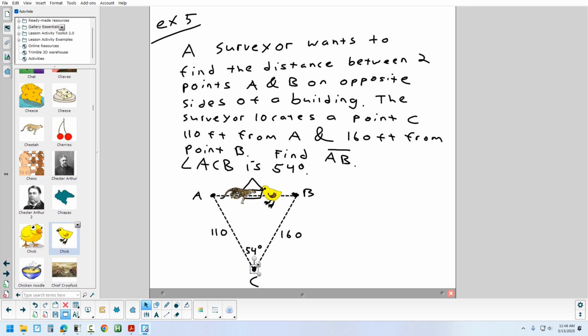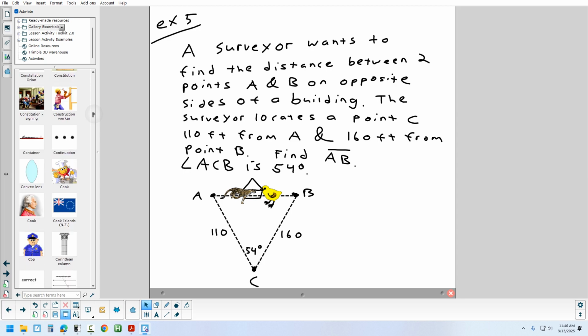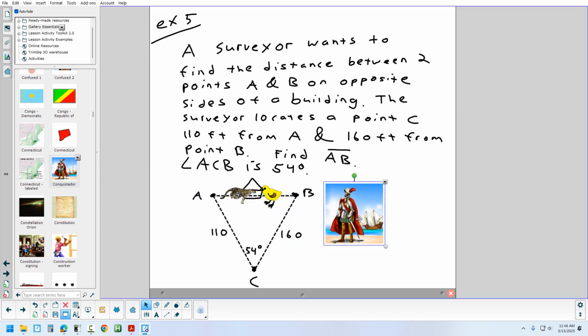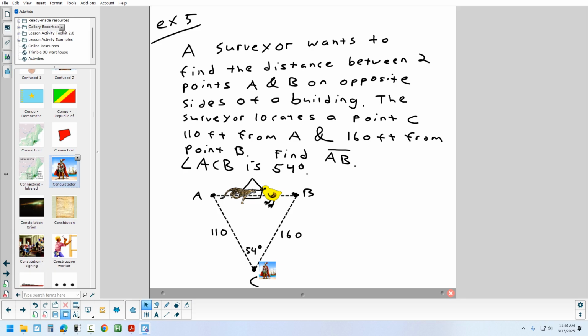Okay, I don't have a picture of a surveyor, so we could use... Wait, there was a person there. I did. No. Construction worker. I did. How about a conquistador? Yeah. It's just because I found it quickly. There's no reason why. Okay. All right. So that's our surveyor at point C. Could have used a construction worker too. Oh, if you want to, we can switch it. No, it's okay. I like that one better.